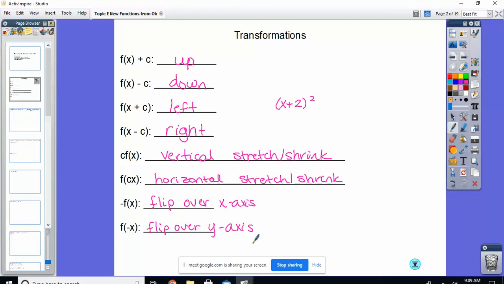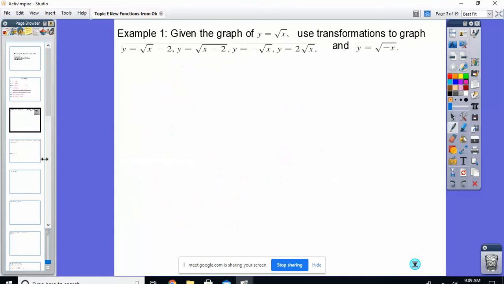Okay. So let's look at some examples. First one, I'm just going to put one parent function up here and we're going to graph a lot of different transformations to it. So let's start by graphing the parent function y equals the square root of x.